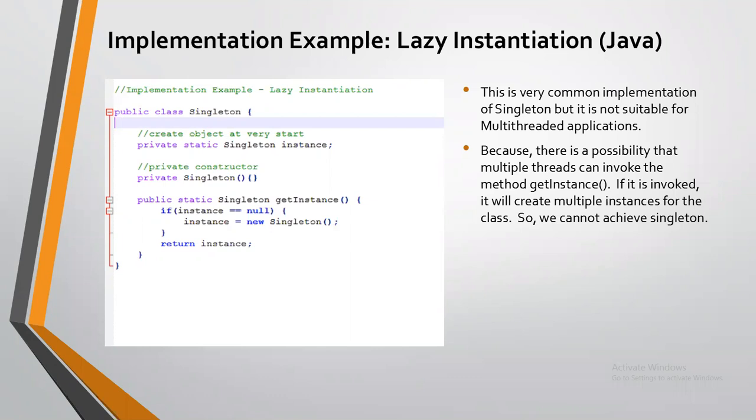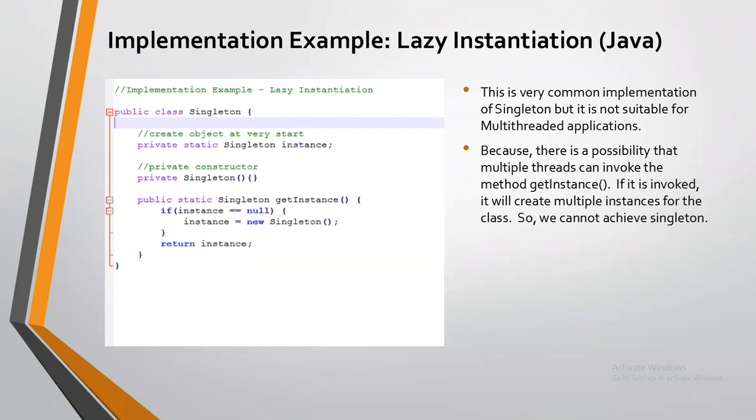Here we can ask why it is not suitable for multi-threaded applications. Because there is a possibility that multiple threads can invoke this getInstance method. So if the getInstance method is invoked by multiple threads, it will create multiple instances. So here we cannot achieve singleton. That's why this method is not suitable for multi-threaded applications.